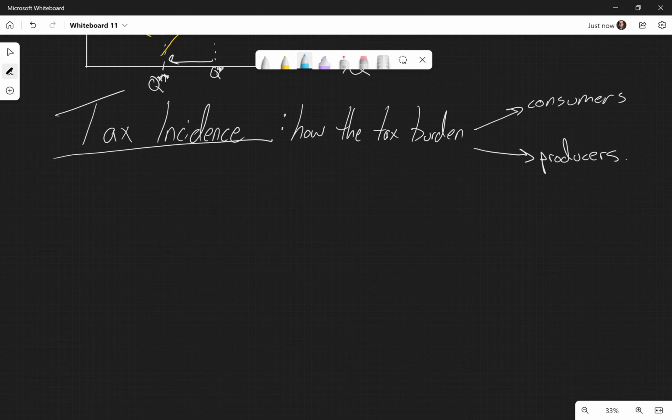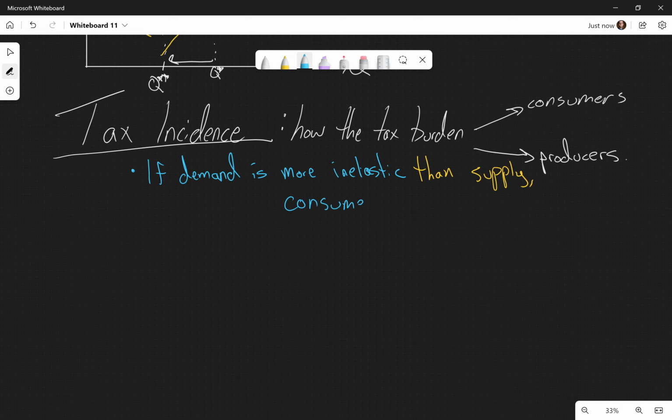A nice little shorthand that we can already kind of see from the previous examples, but we're also going to show in more explicit form, but we'll just put it right here, right? That if demand is more inelastic, meaning steeper, right, than supply, then consumers bear the most tax burden.